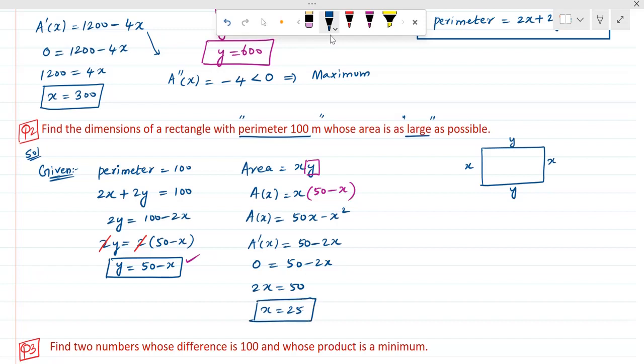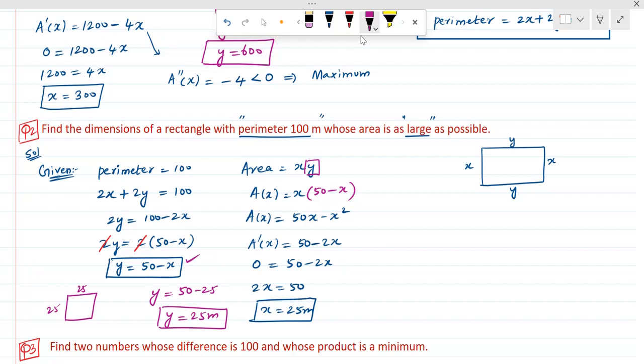The unit is meters, as given. And what about the y value? When I substitute, you will get y equals 50 minus 25, which is equal to 25. So if you have equal length and breadth, therefore it's a square. 25 by 25, so it is a square, not a rectangle.